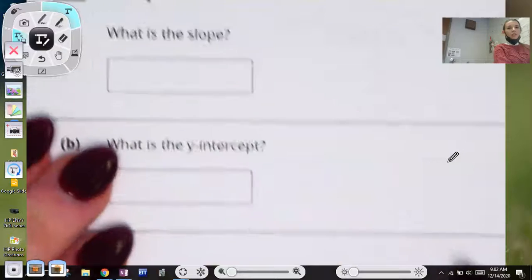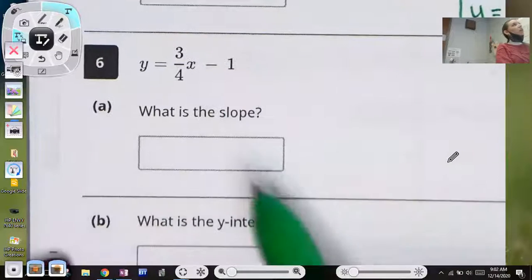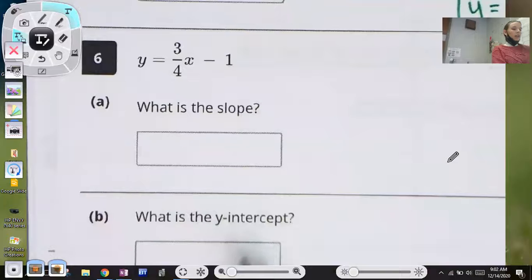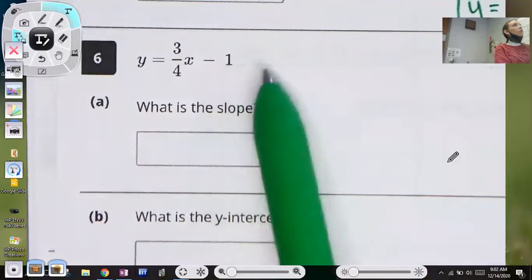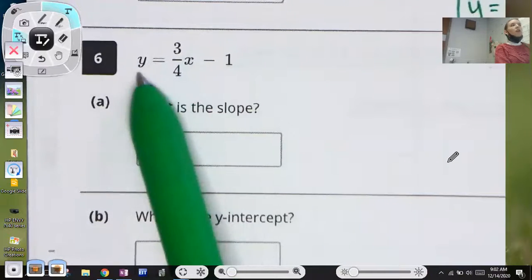Okay, next. We have an equation. It wants to know what the slope is. Well, in order to know what the slope and y-intercept is, what form does my equation have to be in? Y equals mx plus b, or slope-intercept form. Is that what form it's in? Yes. How do I know? Because it says y. Because it's already solved for y.